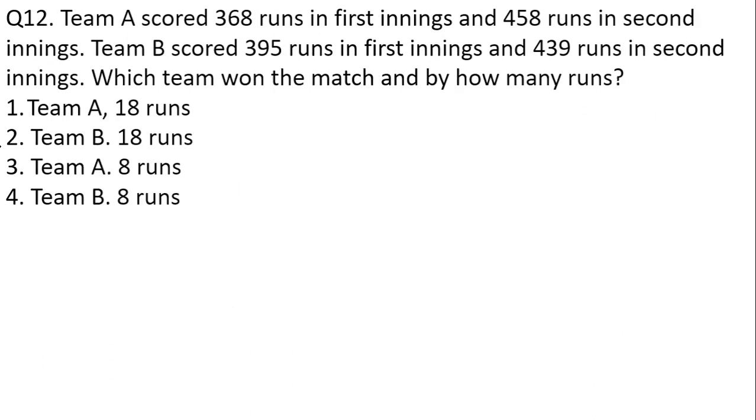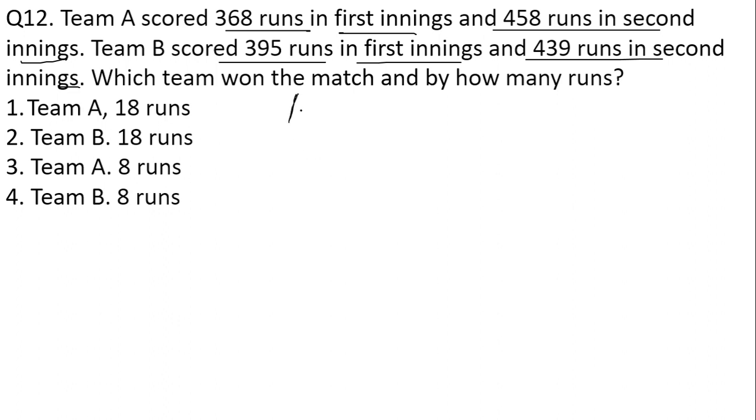Moving on to the next question now, question number 12. Team A scored 368 runs in first innings and 458 runs in the second innings. Team B scored 395 in the first innings and 439 runs in the second innings. Which team won the match and by how many runs? Team A won by 18 runs, Team B by 18 runs, Team A again by 8 runs, Team B by 8 runs. Let us find out the answer now.